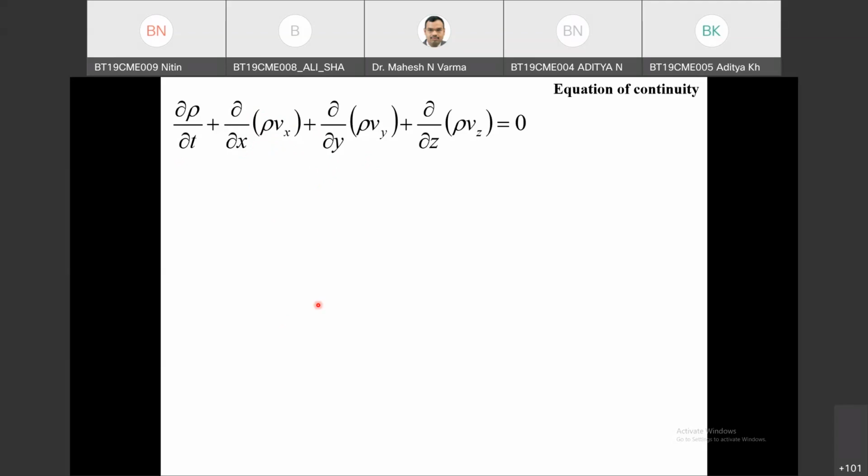Rearrange this equation, and that is also one form of the equation of continuity. So opening up this bracket, this is what I am telling. Open up this bracket and rearrange so that you will get this equation. The substantial time derivative of density will be equal to rho into del dot V.